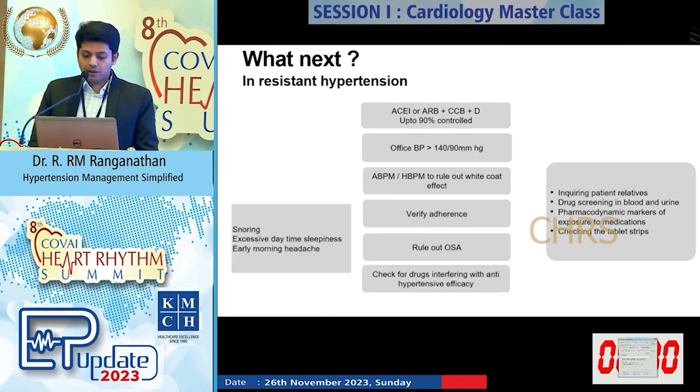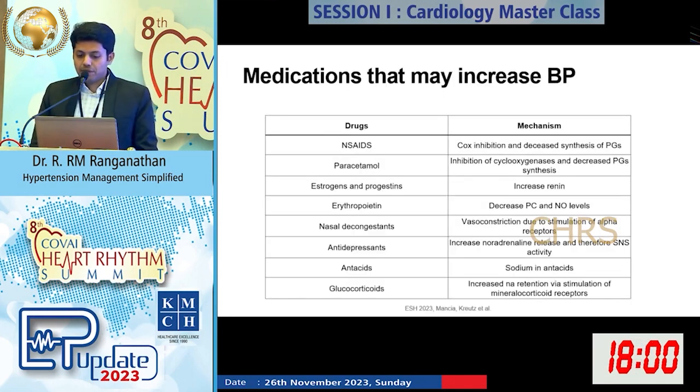Still the blood pressure is high, you check for drugs that interfere with antihypertensive medications' efficacy, like NSAIDs. Even paracetamol is found to increase blood pressure. We have nasal decongestants, antidepressants, sodium-containing antacids, glucocorticoids, and so many other drugs. The list is incomplete. Even immunosuppressive agents, azole antifungals, all can increase blood pressure.